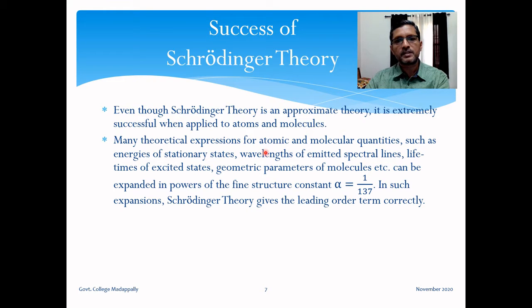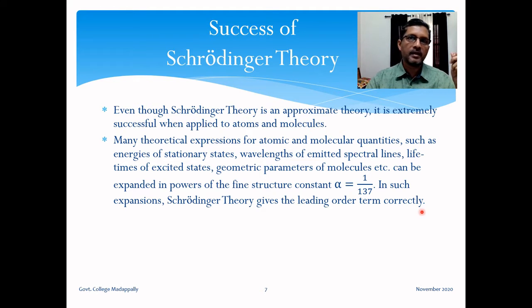Many theoretical expressions for atomic and molecular quantities, such as energies of stationary states, wavelengths of emitted spectral lines, lifetimes of excited states, geometric parameters of molecules, etc., can be expanded in powers of the fine structure constant alpha, whose value is 1/137. And in such expansions, Schrodinger theory gives the leading order term correctly, the most predominant term, the first term. We can get that from Schrodinger's theory.